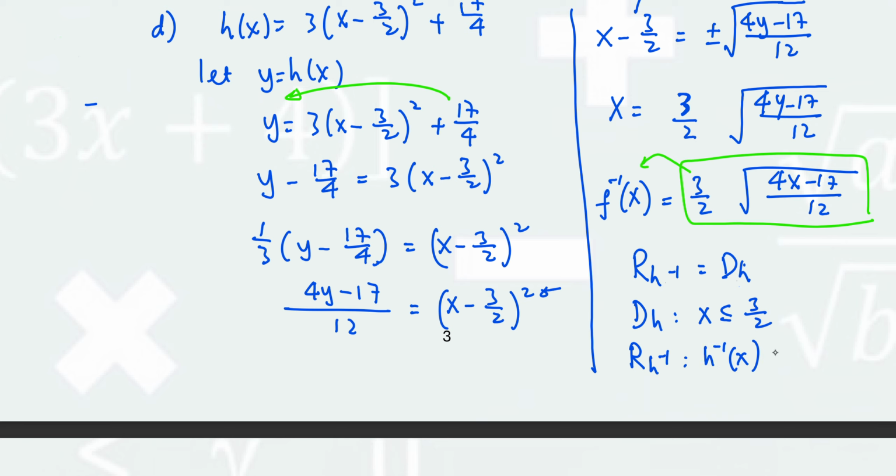So here h inverse will be less than or equal to 3 over 2. When h inverse is less than or equal to 3 over 2, that means the maximum is 3 over 2. So therefore, this must be minus. Because when you replace the x by any other numbers, this square root will have a minimum value of 0, so it could be more than 0. So when you put plus, it will be greater than 3 over 2. So this is our h inverse.